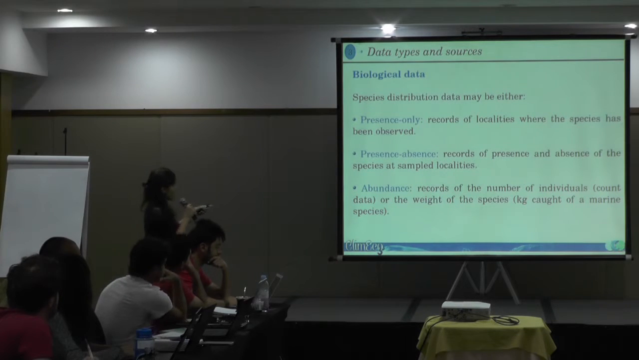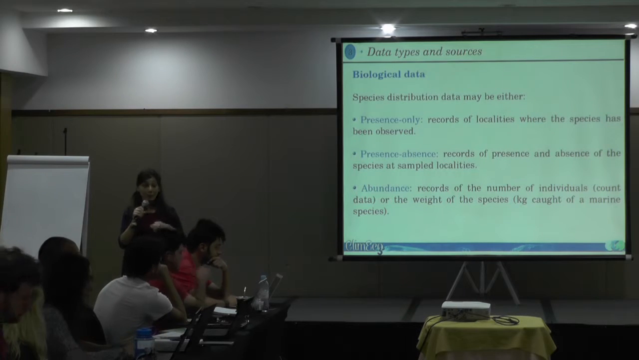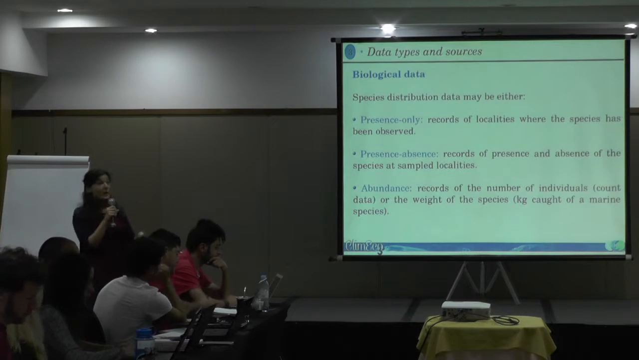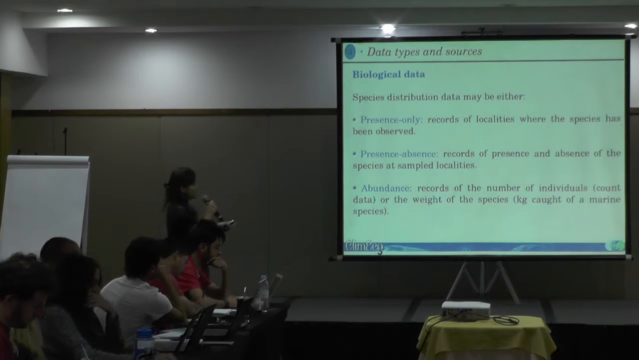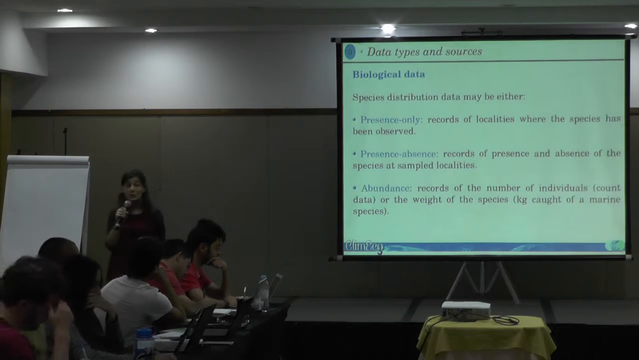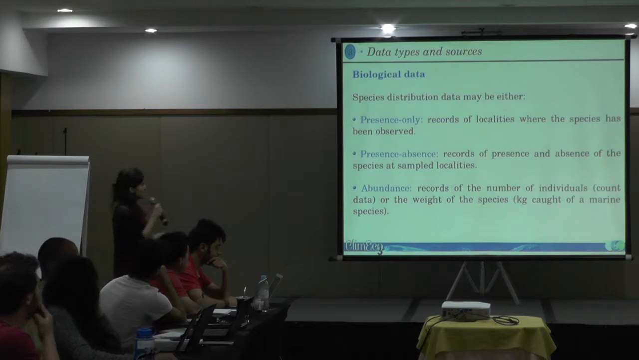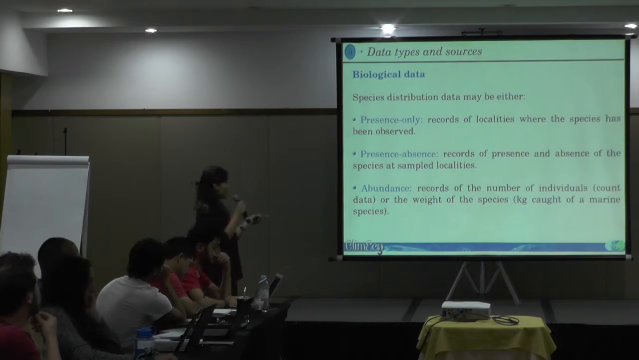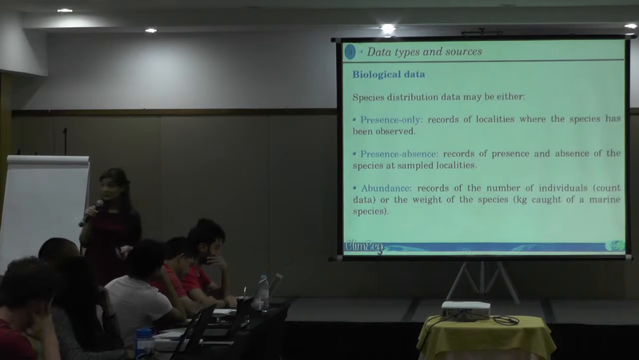In the best case, you also have abundance records. You go into the field and collect the location where the species is, but also the amount of the species. In this case, it could be records of the number of individuals. Think, for example, when you do a visual census, you count the number of individuals. In the other case, you have an amount, like in fisheries, where you have the weight of the species that was fished.